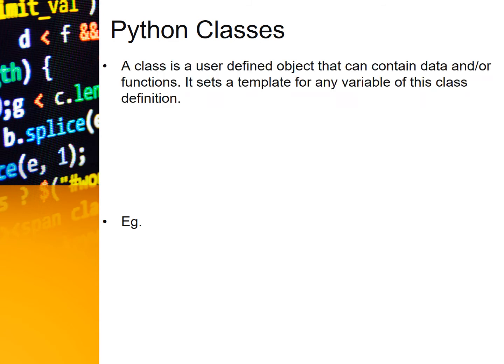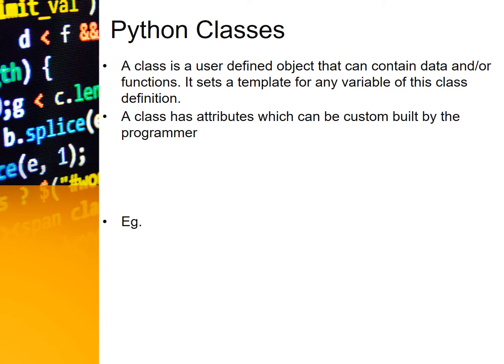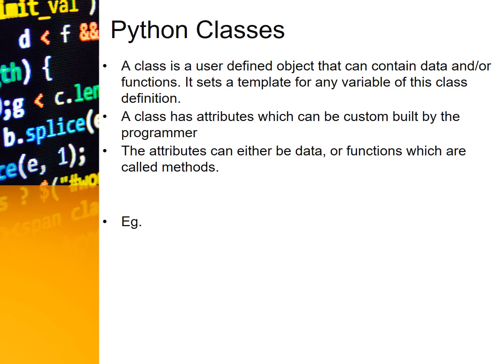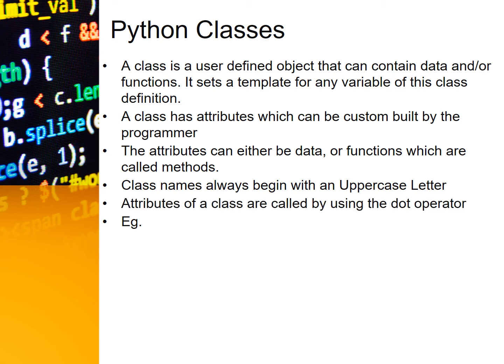Some Python classes. A class is a user-defined object that contains data and/or functions. It sets a template for any variable of this class definition. A class has attributes which can be custom built by the programmer. These attributes can either be data or functions, which are called methods. Class names always begin with an uppercase letter. Attributes of a class can be called by using the dot operator.